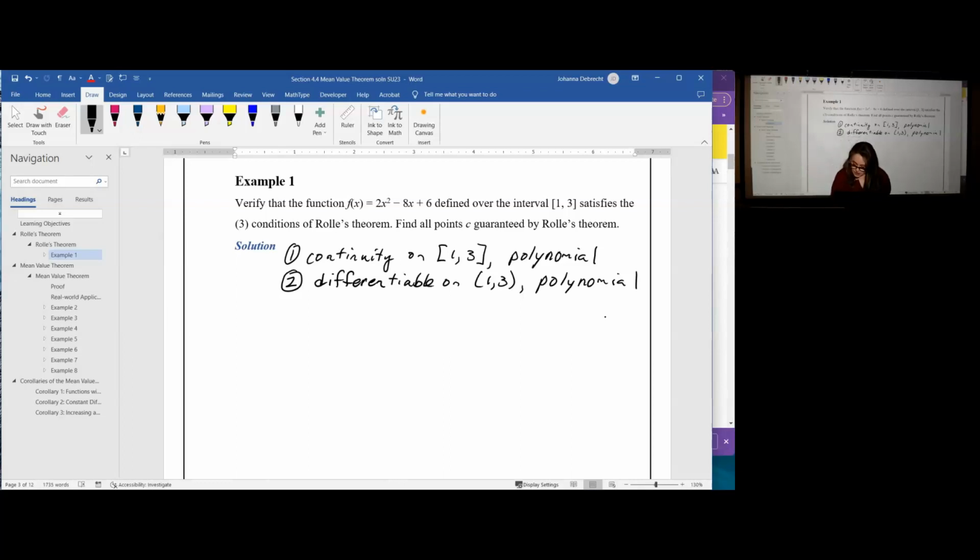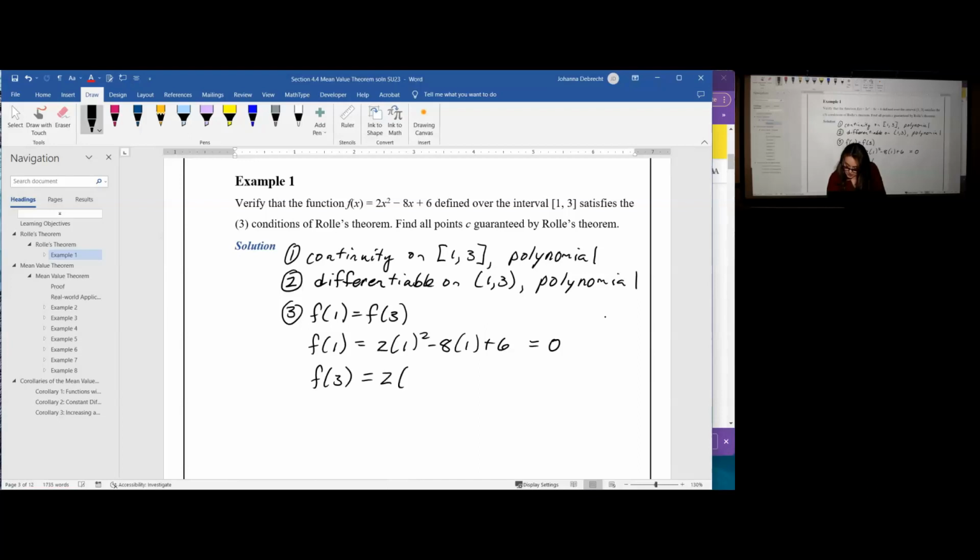Last condition for Rolle's theorem is that f of 1 equals f of 3. For this one, we actually have to do some work. To find f of 1, we substitute 1 in place of the variable. When we do this, we end up with, well, if I'm not mistaken, 0. It's not required that it be 0. It's just required that f of 1 and f of 3 are the same value. Now let's find the value when we substitute 3 in place of the variable.